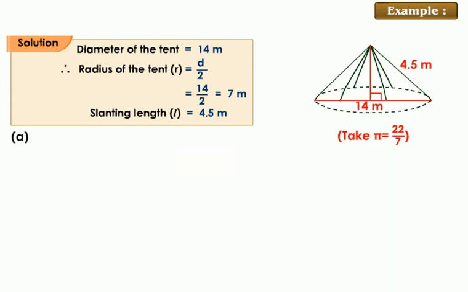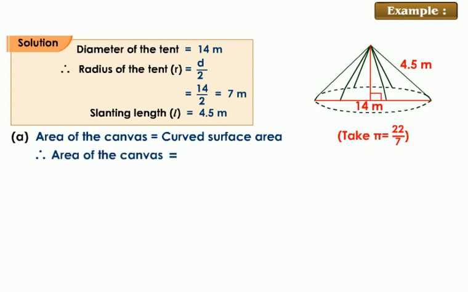Now, solving for A, since the canvas has to cover the curved surface area of the tent, the area of the canvas must equal the curved surface area of the tent. Therefore, the area of the canvas is equal to 99 meter square, or l into b equals 99 meter square, or l into 1.5 meter equals 99 meter square. Therefore, l equals 66 meter.